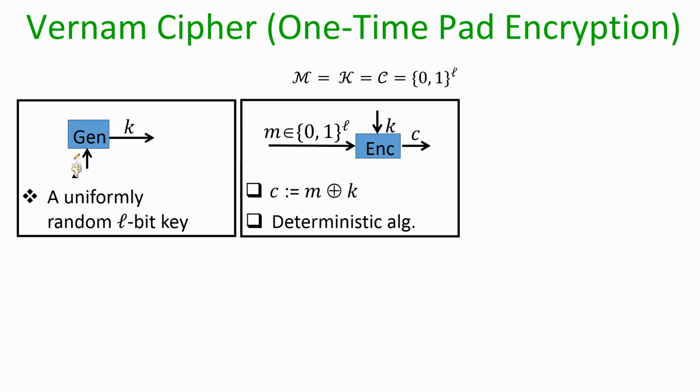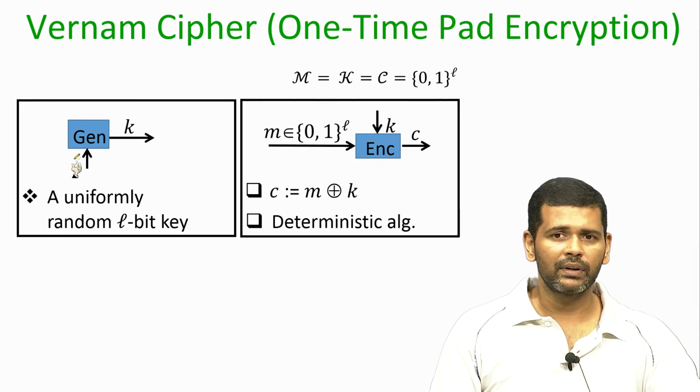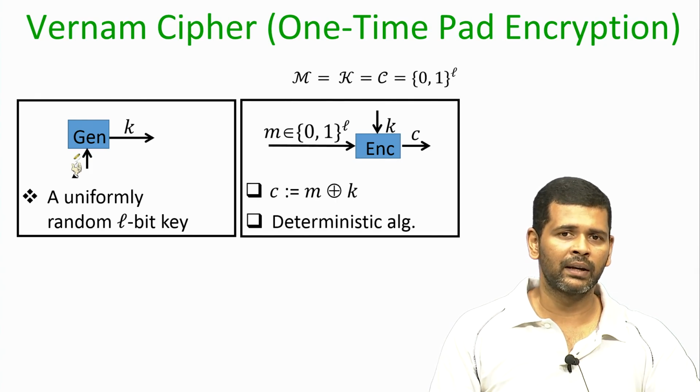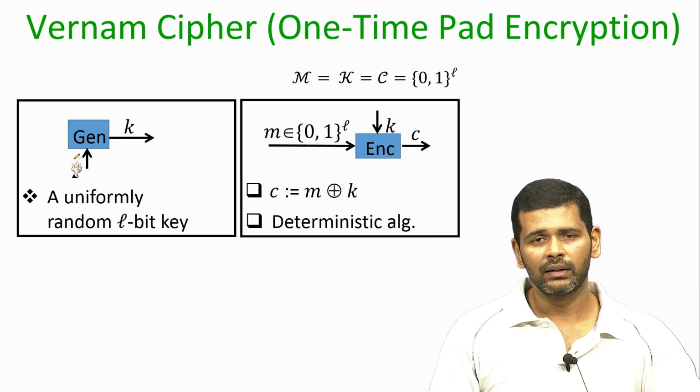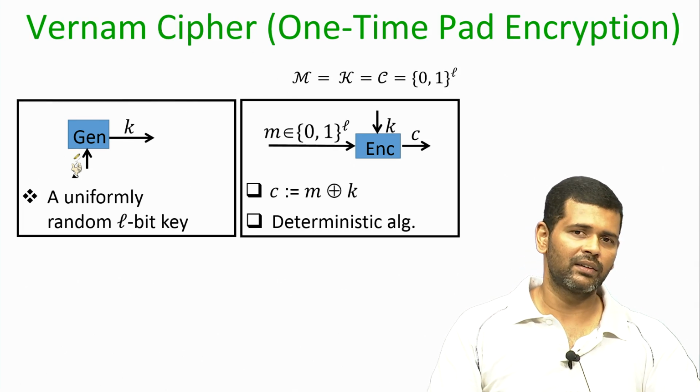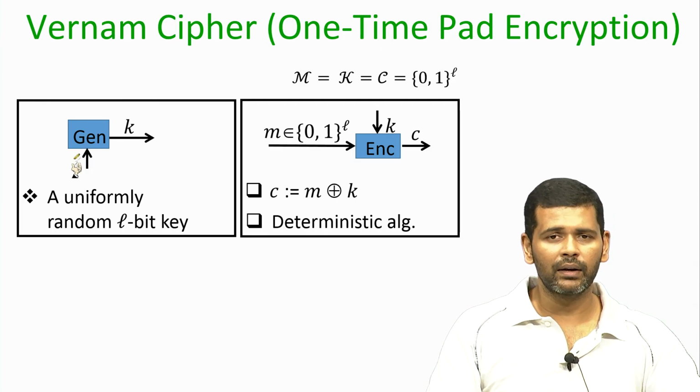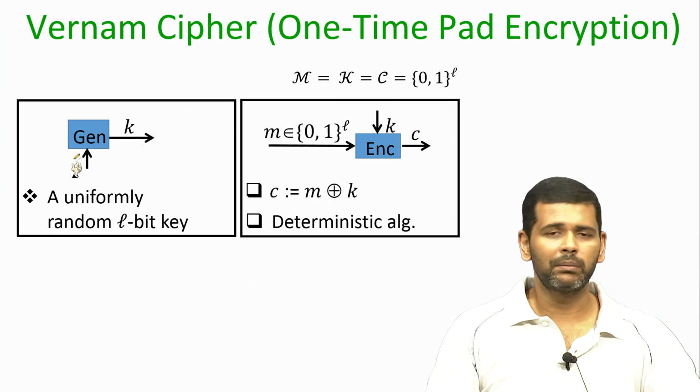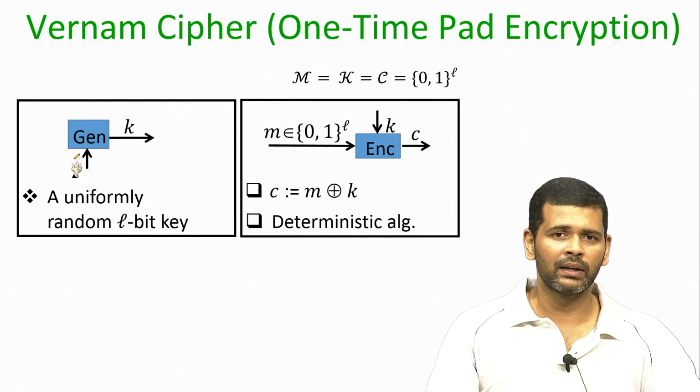The encryption algorithm is as follows. It takes the plain text, which is going to be an L bit string, and the key k generated by the key generation algorithm, which is also an L bit string, and the ciphertext is an L bit string, where the ciphertext is nothing but the XOR of the plain text characters and the key characters bit by bit. And as you can see, this is a deterministic algorithm, there is no internal randomness as part of this encryption algorithm. That means, if you encrypt the same message M using the same key k, you are going to get the same ciphertext.